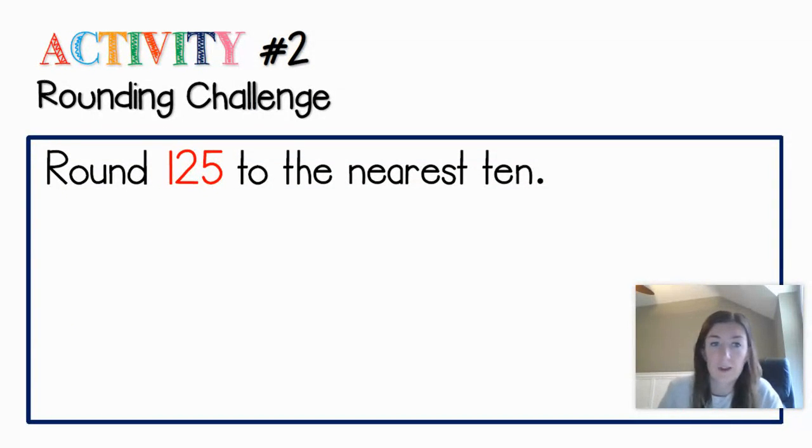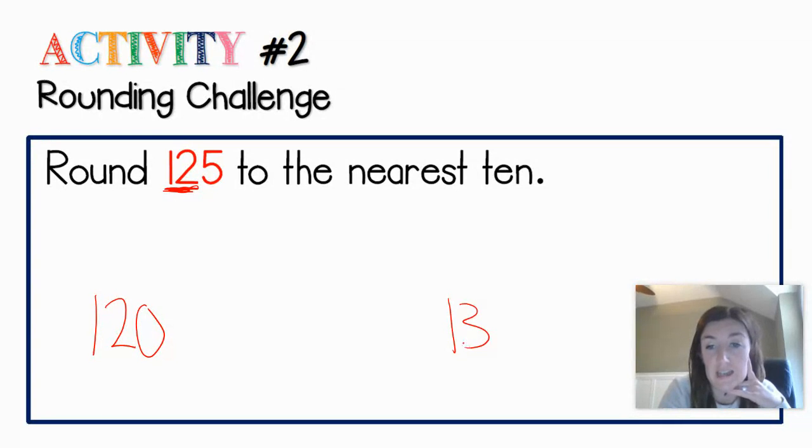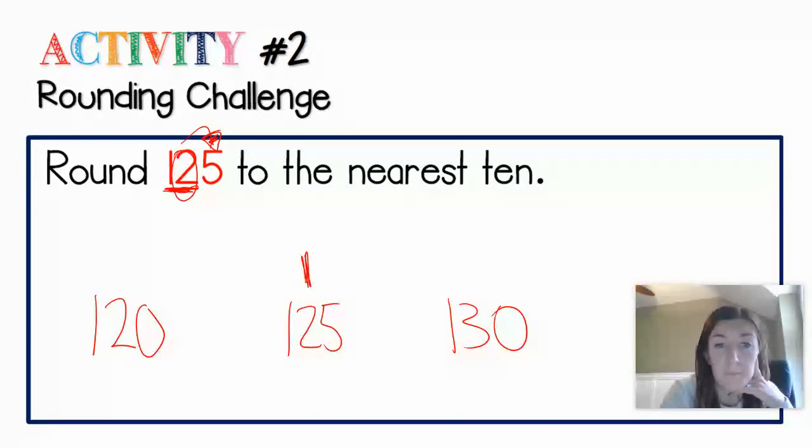Okay, our next one, our two benchmark numbers. Let's think of what they would be. So again, we have to look at, since there's a number in the hundreds place, there's 12 tens here. And then if we were to round up, that would be 13 tens or 130. And then we look, and to the right, we see a 5. And that's right in the middle.